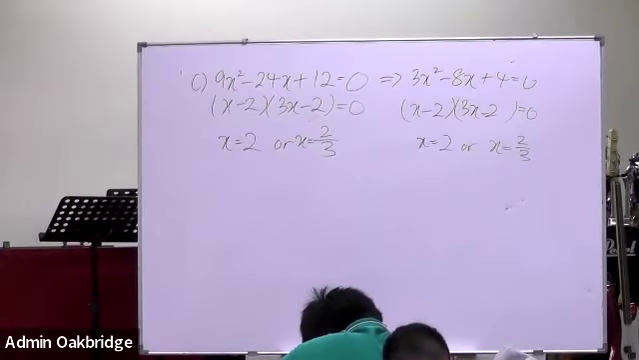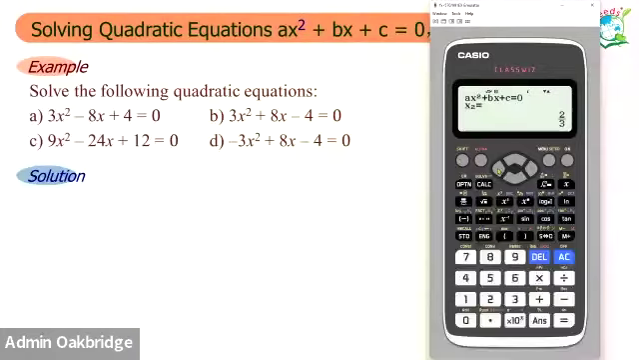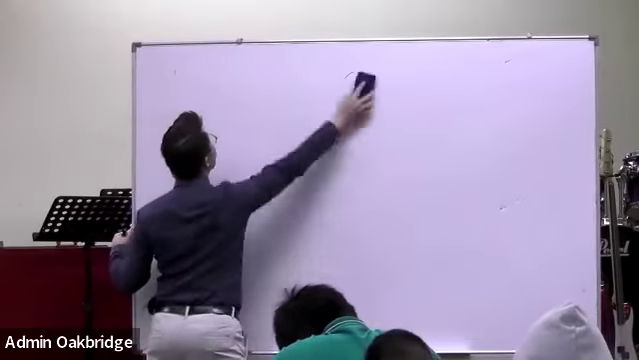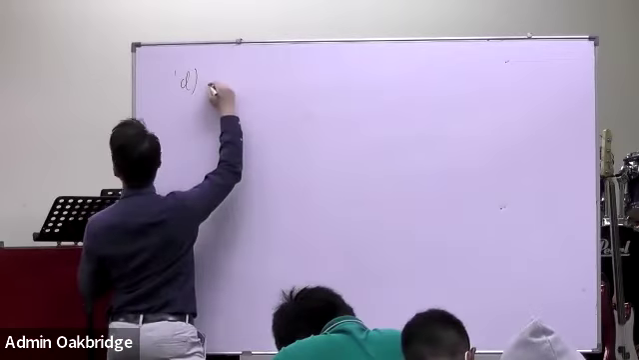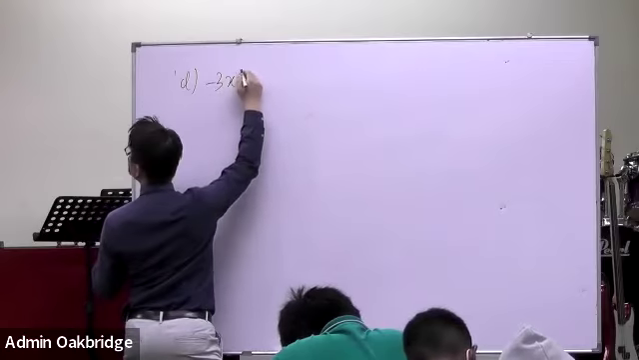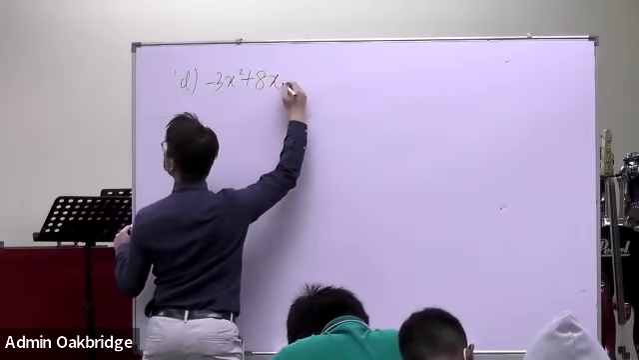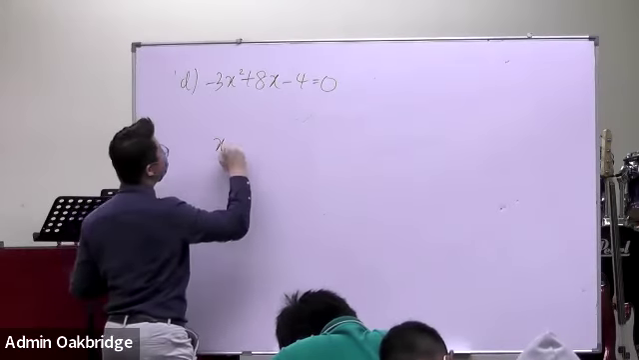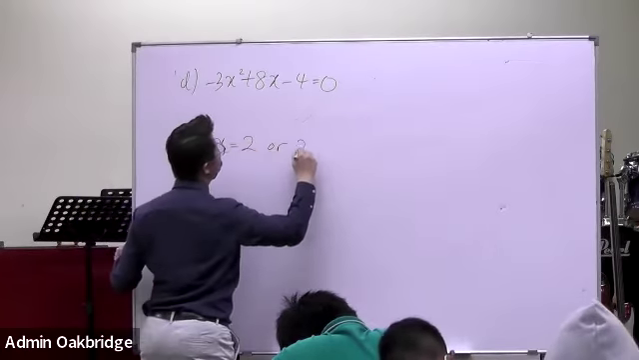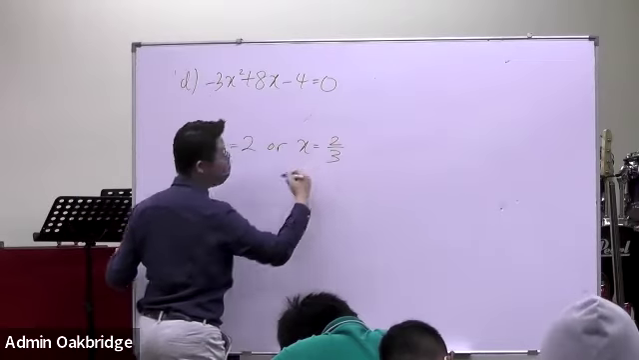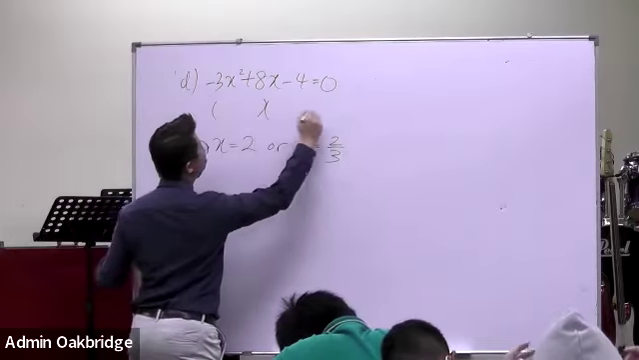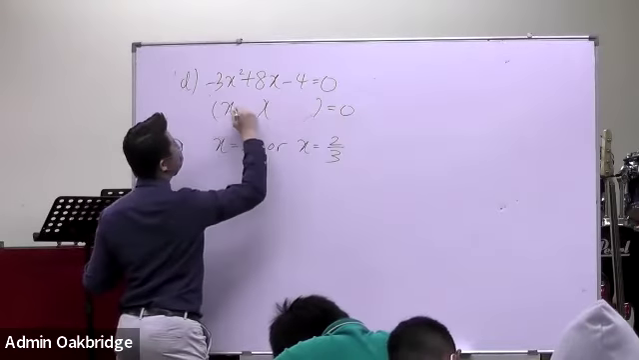How about the D? What happened to the D? D is about the same. If you try to follow my way just now, you will still have a problem for this kind of question. This one is negative 3x squared plus 8x minus 4 equal to 0. You will still get the roots as x equal to 2 or x equal to 2/3. From the calculator, you still get the same roots. If you follow my way to get the factors, you will still have the same problem again.